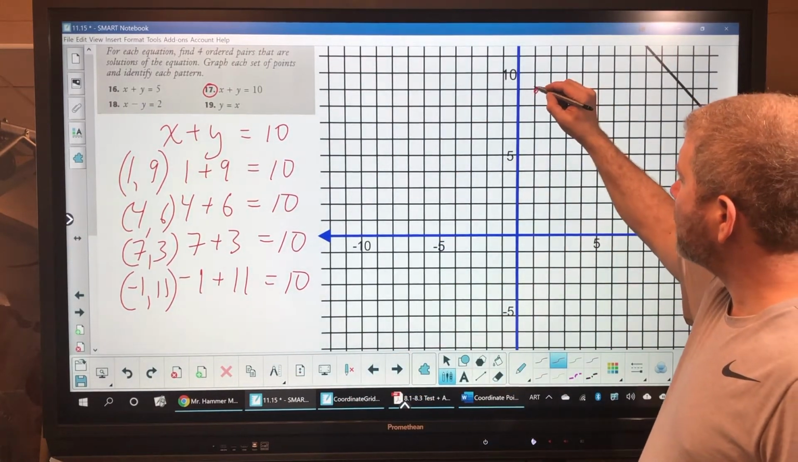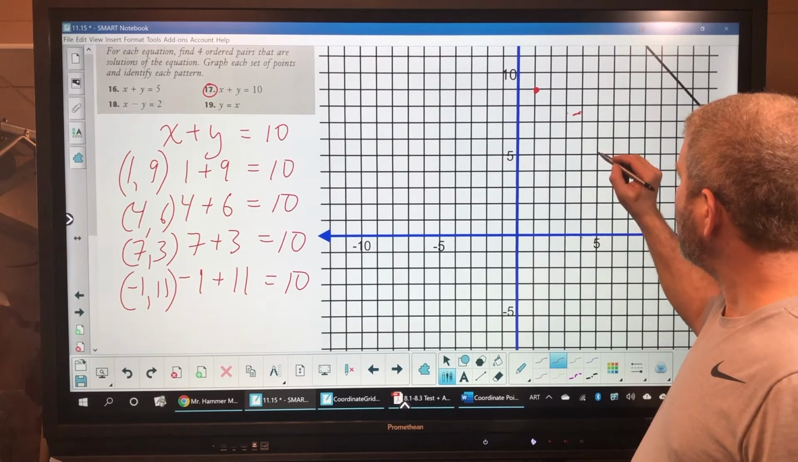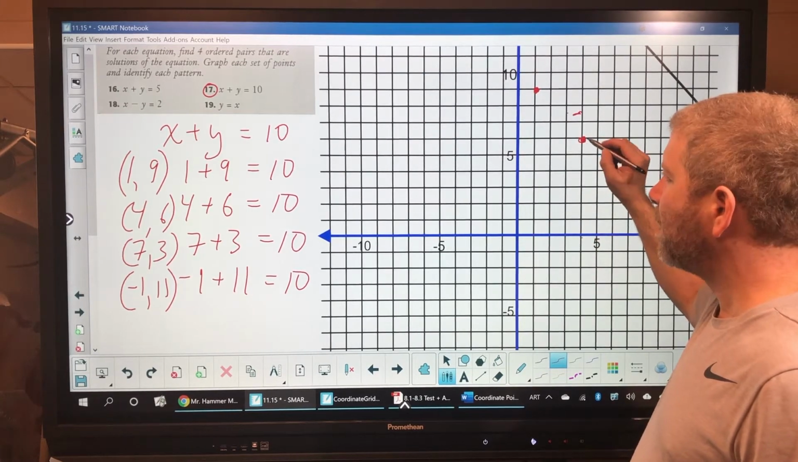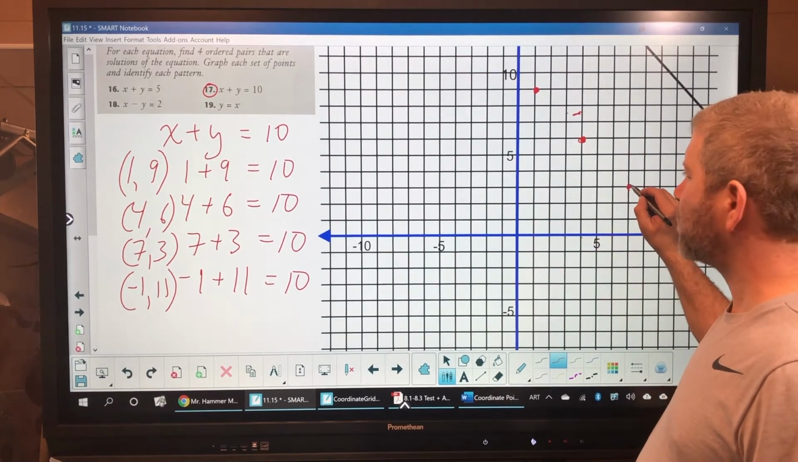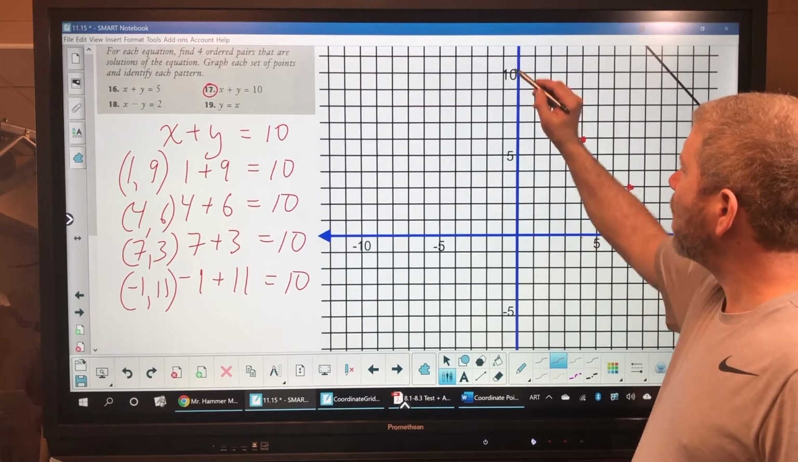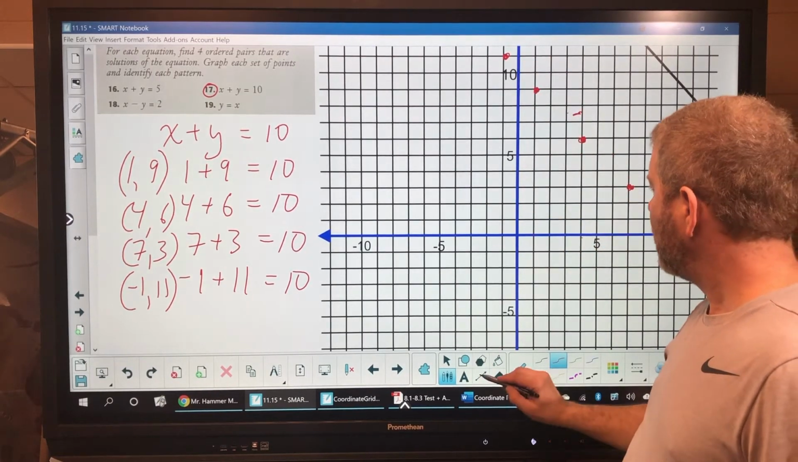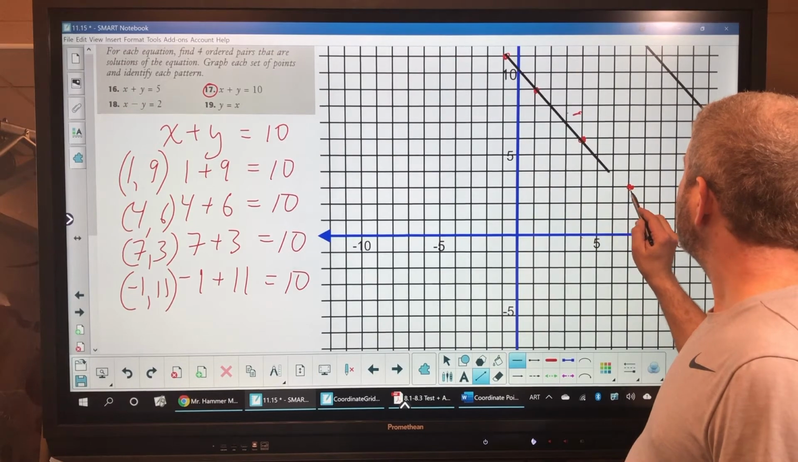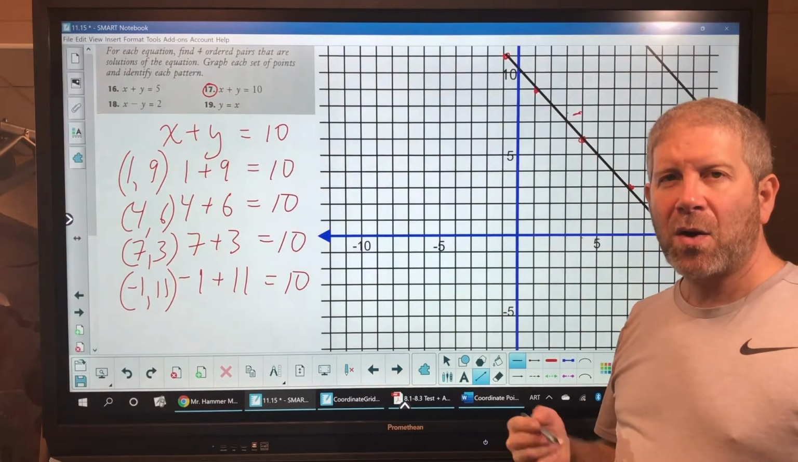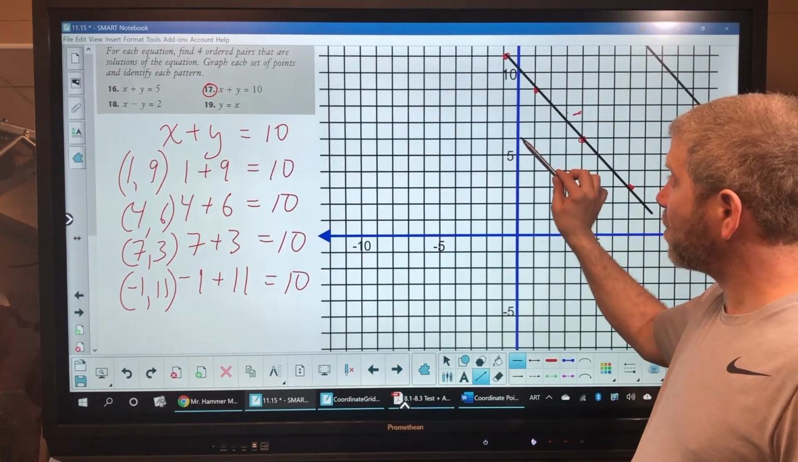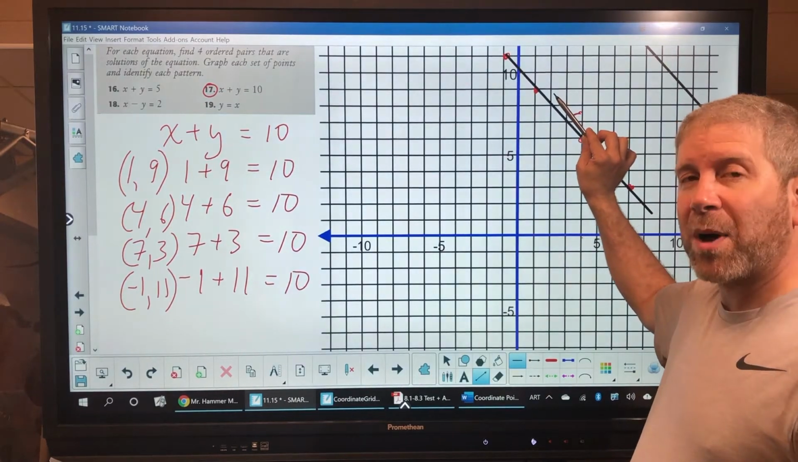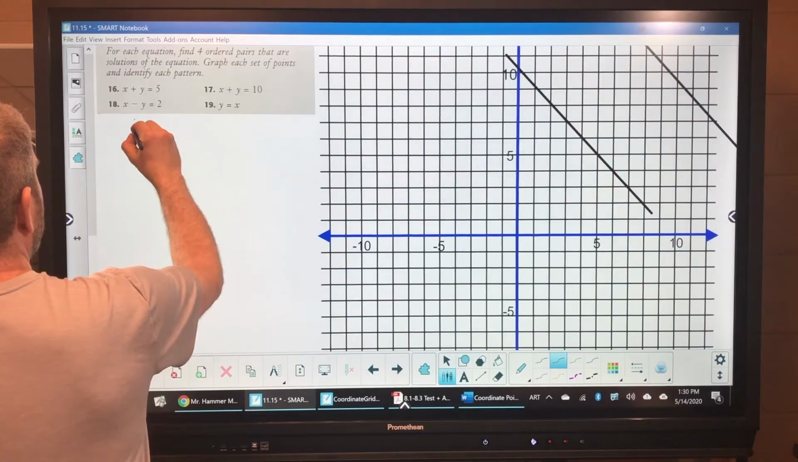1, 9 is right over there. 4, 6 is right over here. 7, 3 is right over here. And -1, 11 is way up here. Looks like we have another line, a diagonal line, also similar to the other one. The other line was over here. Now we've moved up a little bit more, up and to the right.